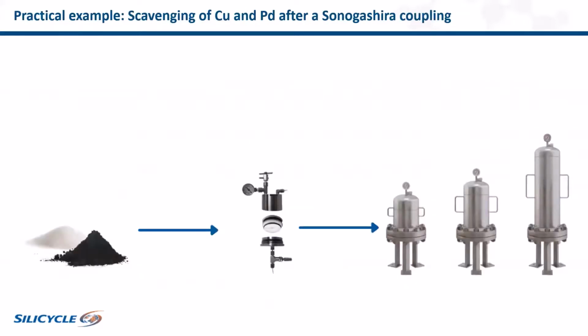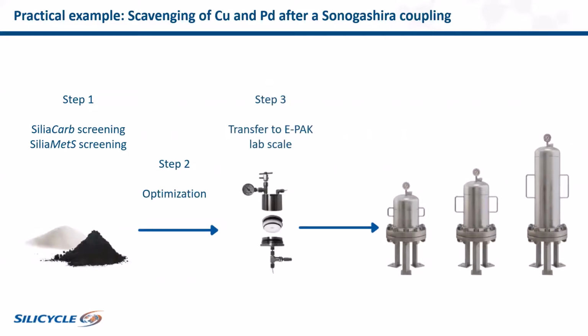Now let's look at it with a practical example. In this case, the scavenging of copper and palladium after Sonogashira coupling. For the first step, we're going to do a SiliaCarb and SiliaMetS screening, followed by parameter optimization, then transfer it to the E-PAK, and finally scaling it up.